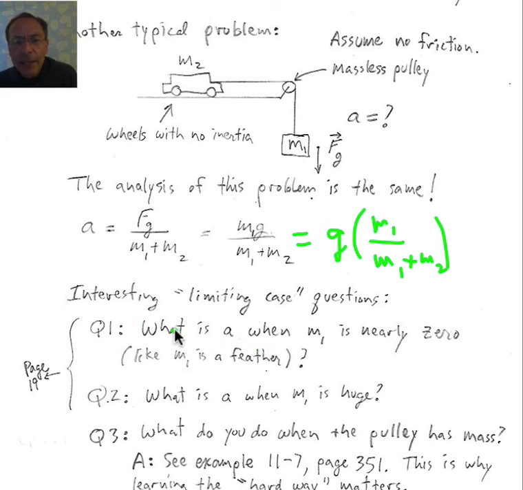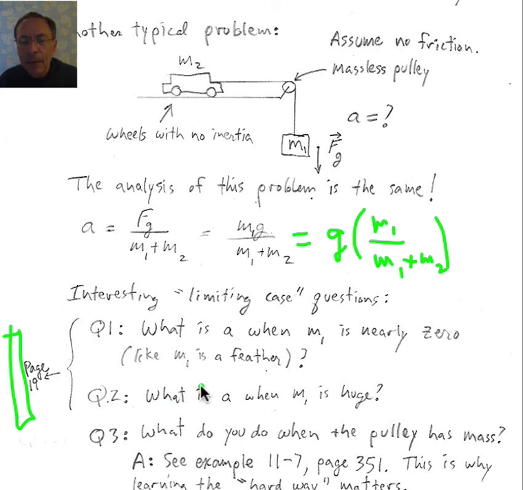So limiting case 1. What if mass 1 were really small? Let's say it was just a feather. What would be the acceleration then? And I think you can figure out the answer. And the other limiting case is, what if mass 1 was tremendously huge, much bigger than mass 2? What would the acceleration be then? And what you can do is you can go back a couple pages, and in the left margin in this area to the left, there's the answer.